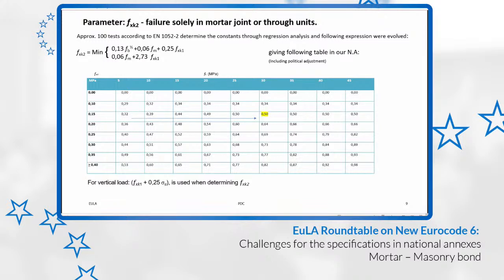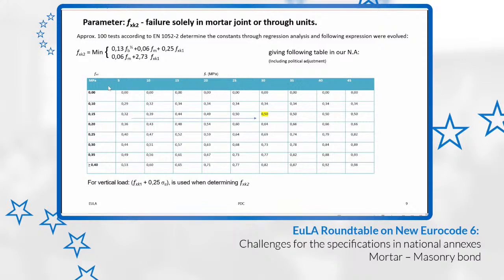we made 100 tests according to the standardized test, to determine the constants and make some regression analysis, and it fit very nicely, I must say. And we made this expression that is shown here, that FXK2 can be expressed as FB in the power of a half, and a proportional constant to the mortar strength and to the FXK1. And similarly for the failure in the joints only, we have the same value here for the bending of the joints, and we have this proportional constant to FXK1. So if we use this formula, we got a very good prediction for FXK2.